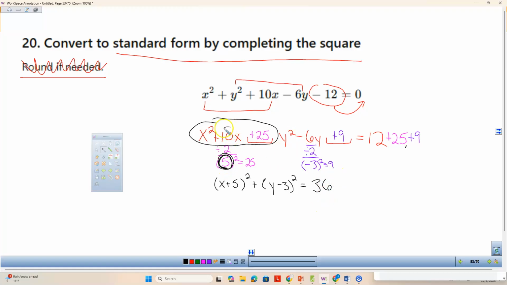Divide by 2 squared, your b term. Divide by 2 squared. Add to both sides. Okay?